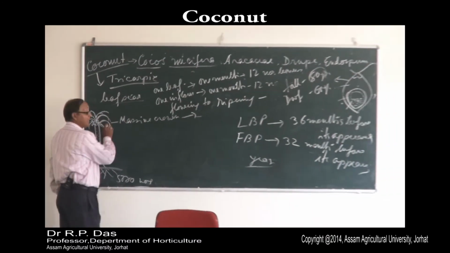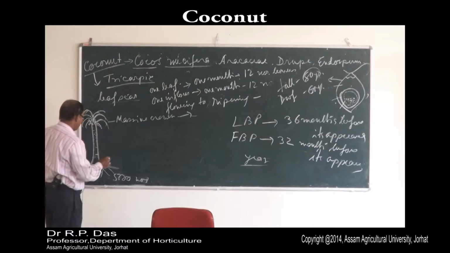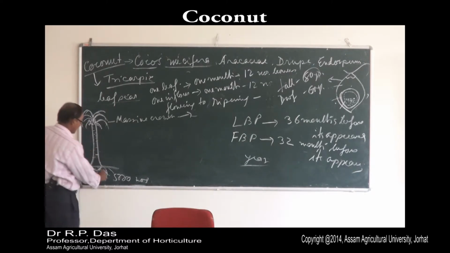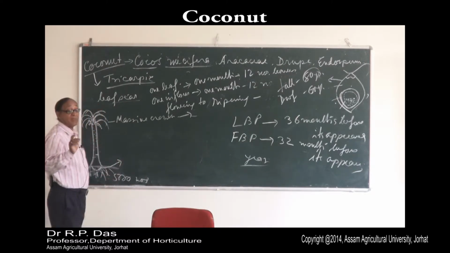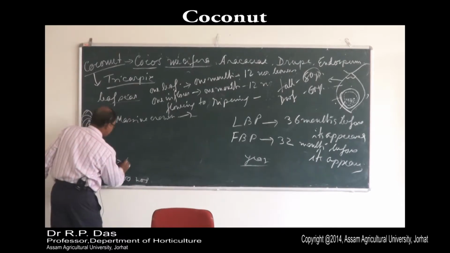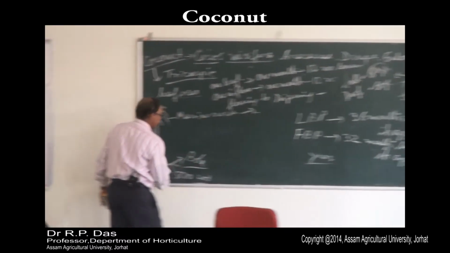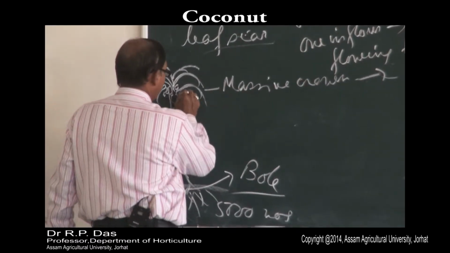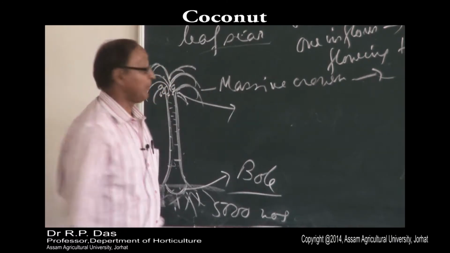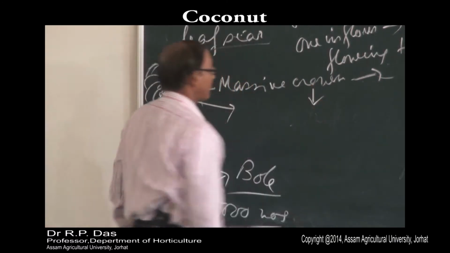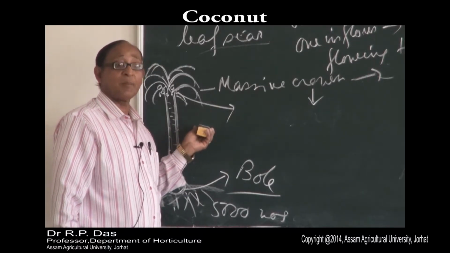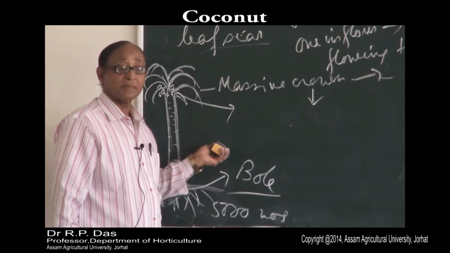Now in case of coconut, the adventitious roots are developed from the lowermost part of the stem. That lowermost part of the stem where the adventitious roots are developed, the technical term is bole. The crown consists of leaves, inflorescence, developing fruits, ripening fruits, right?